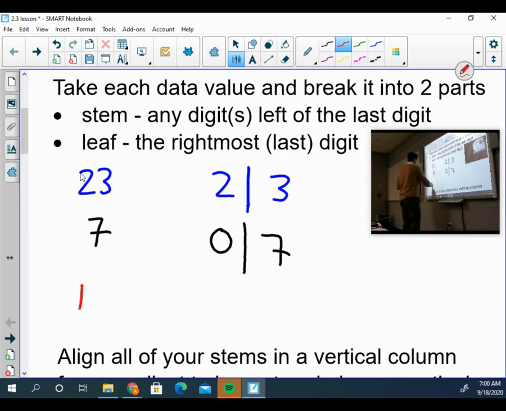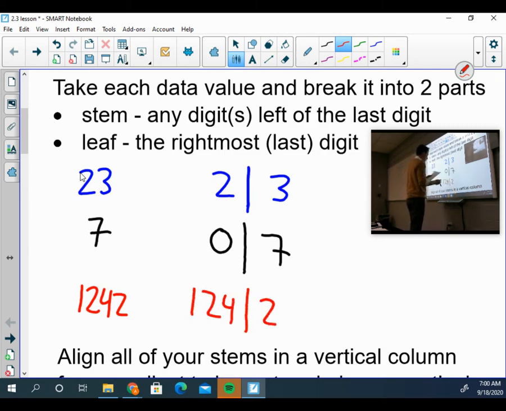If I had 1,242, 1, 2, 4 would be my stem, and 2 would be my leaf. Again, you will notice that the leaf will always be a single digit. Okay, when we are looking at a number and we are placing it in a stem and leaf plot, the rightmost digit becomes the leaf. Everything else will be a part of the stem. Okay, and this is very important when we work with data that has more than 2 digits.